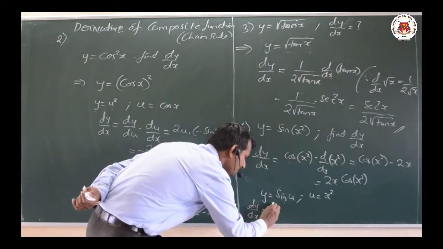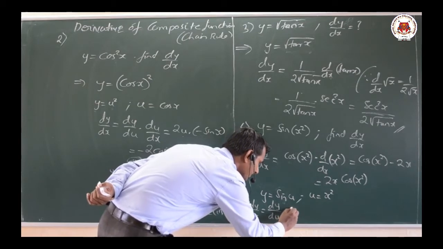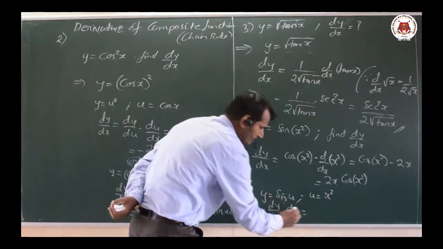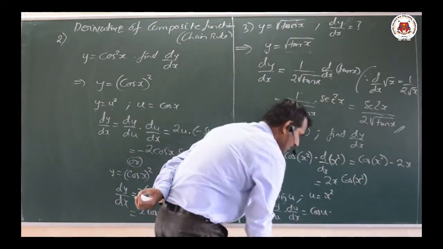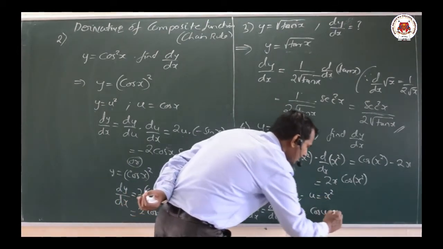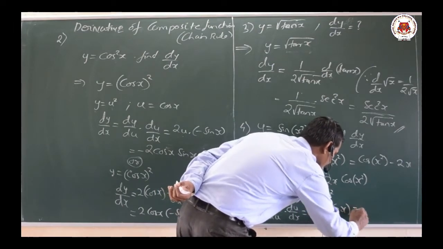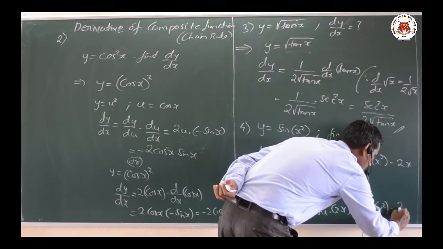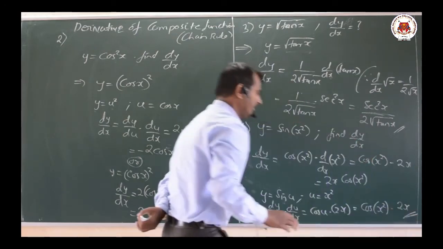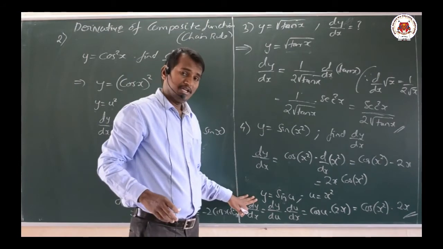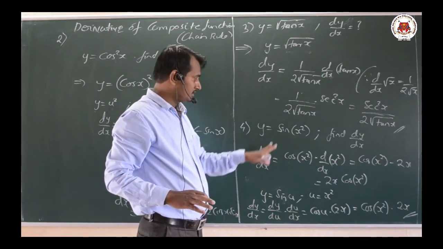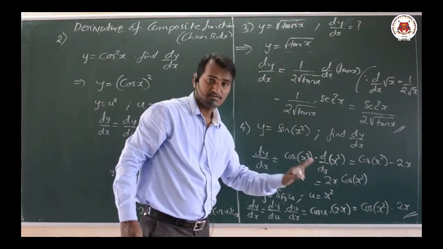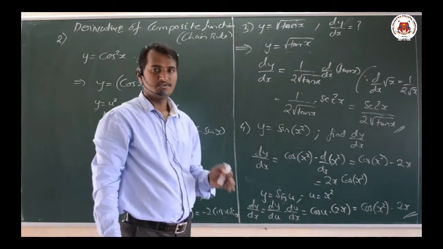dy by dx means dy by du into du by dx, which is equal to sin u differentiation will be cos u, into x square differentiation, that is du by dx value will be 2x, which is equal to cos u, where u means x square, into 2x. That is the required result. So here you have to identify which function is what. For example, here sine of this value is sin u, where u means x square. In this particular manner you have to solve it.